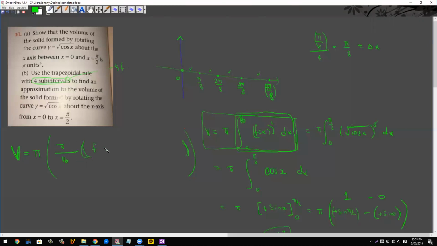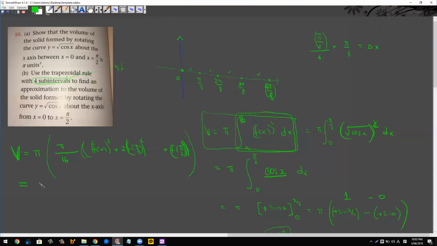Now, it is the function f of 0, but because this is squared now, you have to square it, okay? And then this is 2 times f of pi over 8, and then squared, okay? And so on and so forth. And the last one is f of pi over 2, and this whole thing squared. So each of the functions are squared. But the squared one is cosine, isn't it? You see, this one squared, so that's simply cosine.